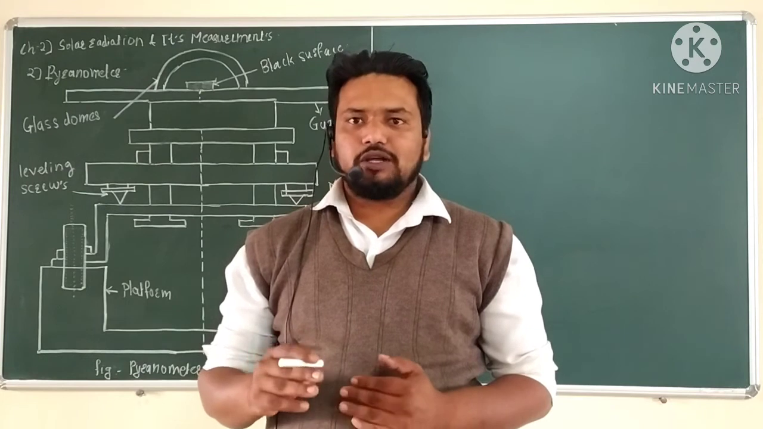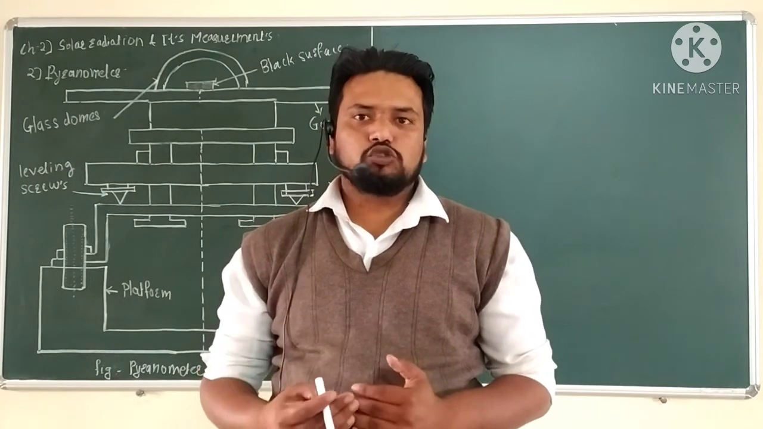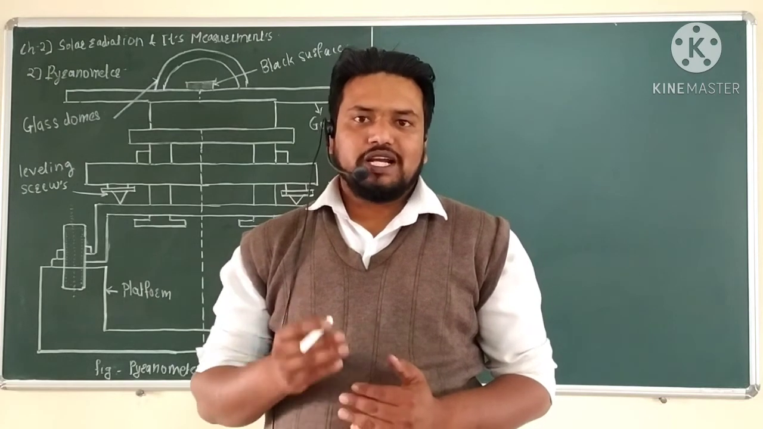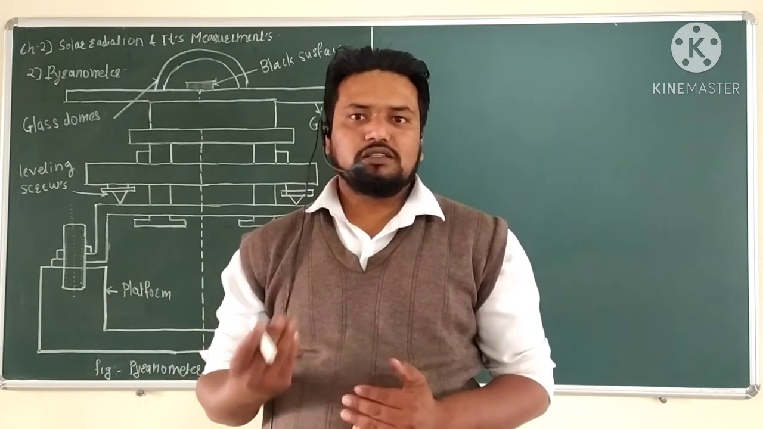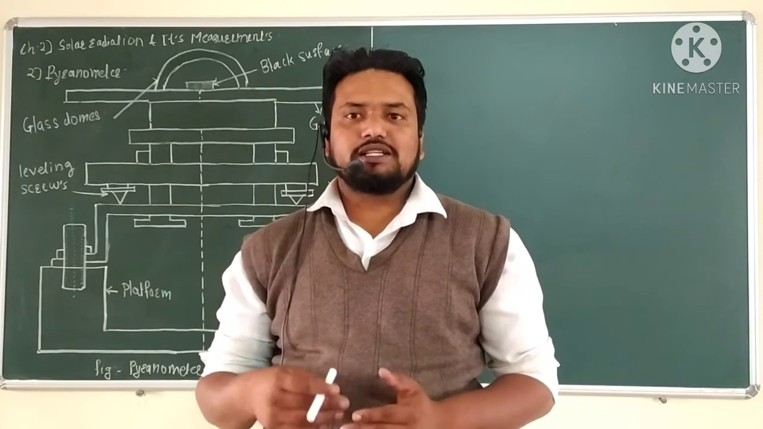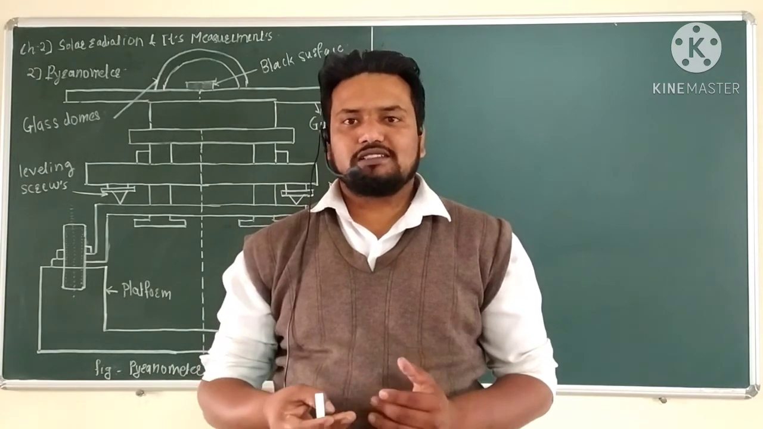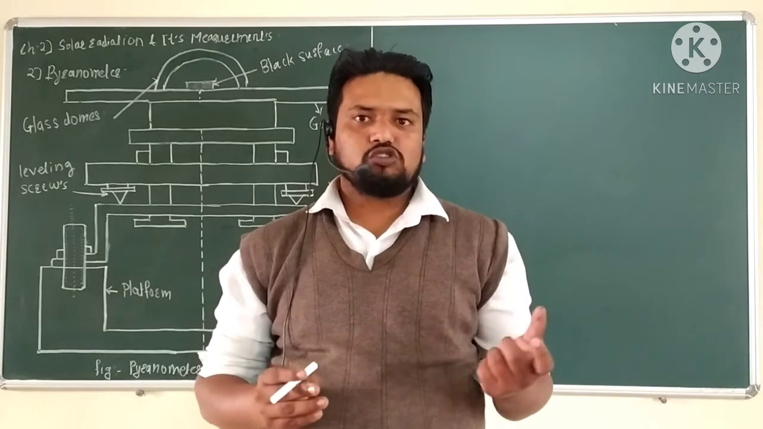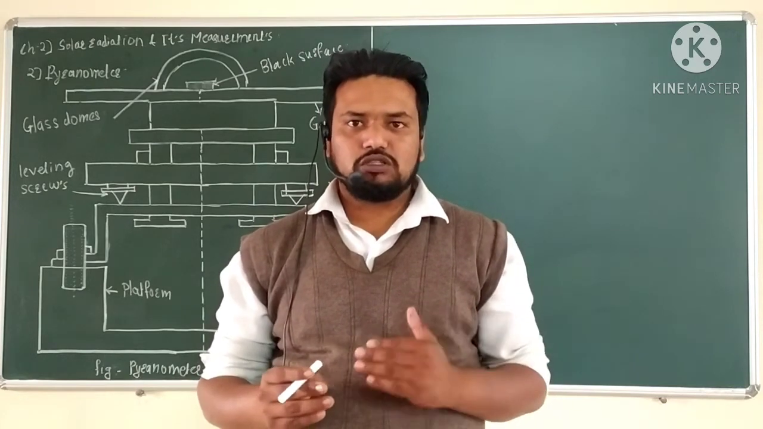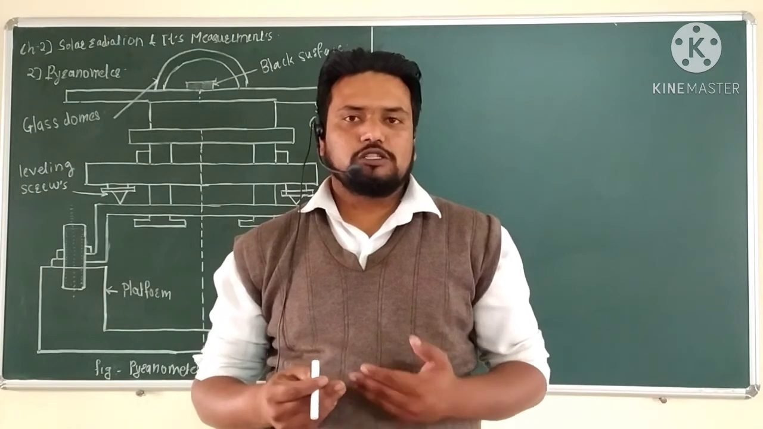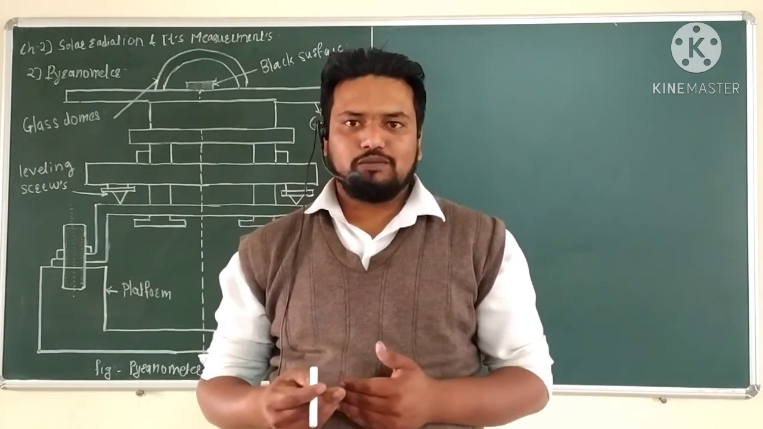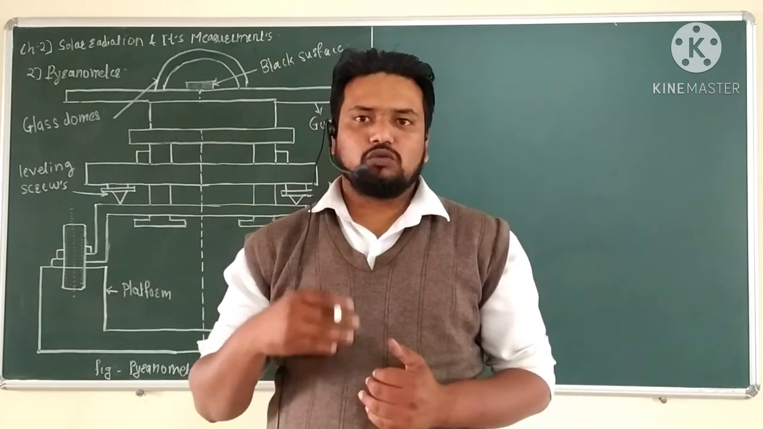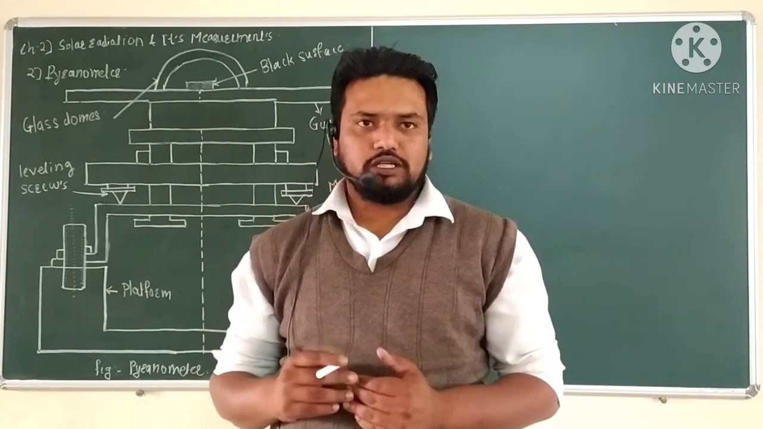This pyroheliometer is used to measure or detect the beam radiation, which is called the direct radiation. It is a small telescope-like instrument. Whatever solar radiation is incident on it is recorded with the help of the thermopile junction, and we analyze what type of radiation is incident there.